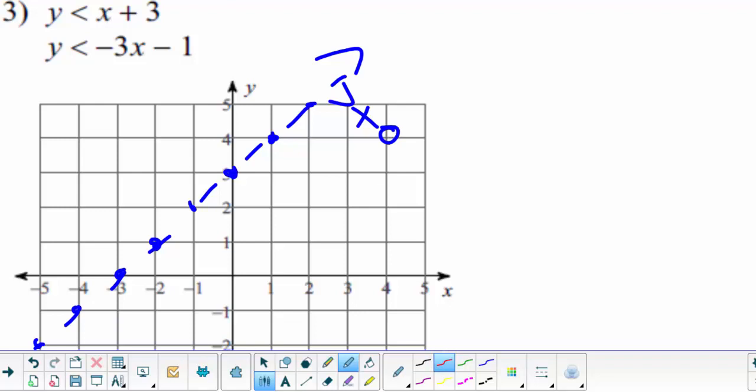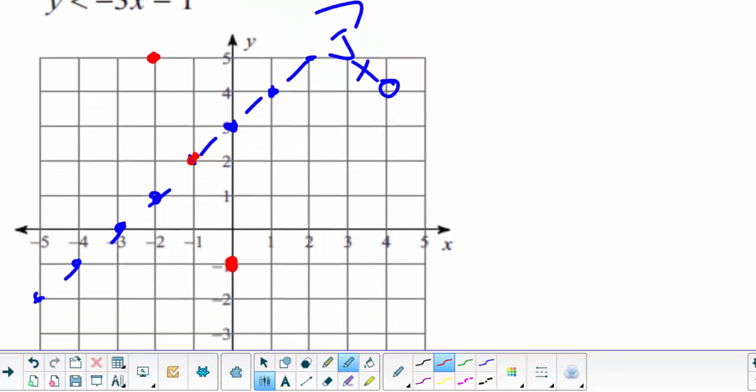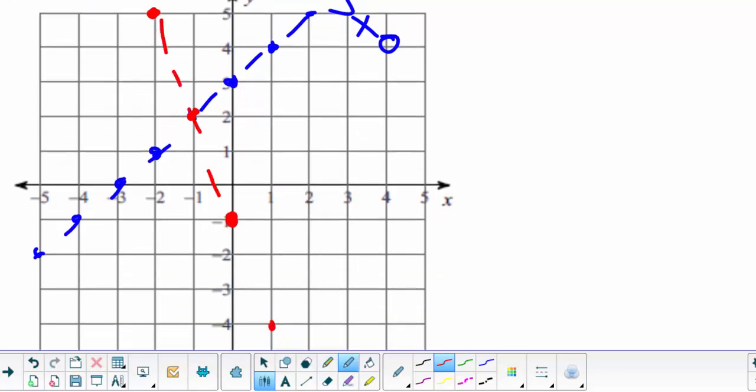All right, so negative 3x minus 1. So that would be down 3 over 1. So I'm going to go back 1, up 3. 1, 2, 3. Back 1, up 3. And then down 3 over 1. Now I'm going to try to make this line. So it's less than, so that means we got a dotted line. So there's our dotted line.